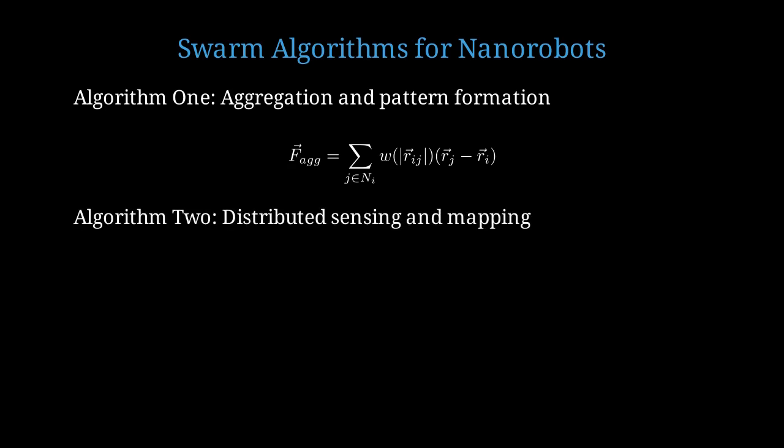Distributed sensing: individual nanorobots measure local properties like pH, oxygen, or biomarker concentration. The swarm collectively builds a map of the spatial distribution through information sharing.